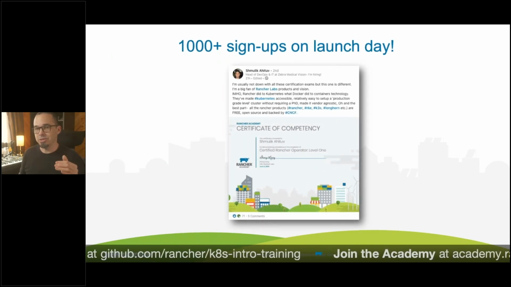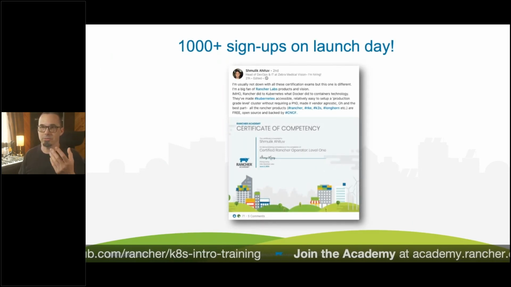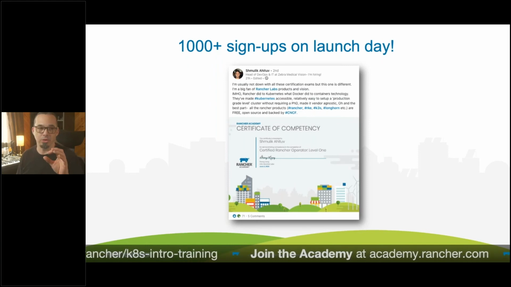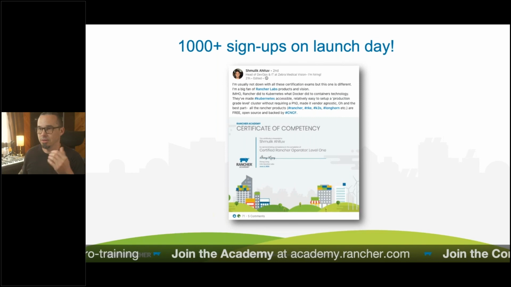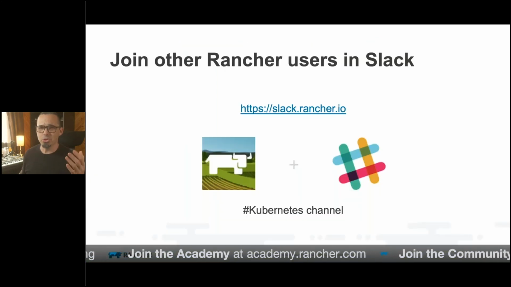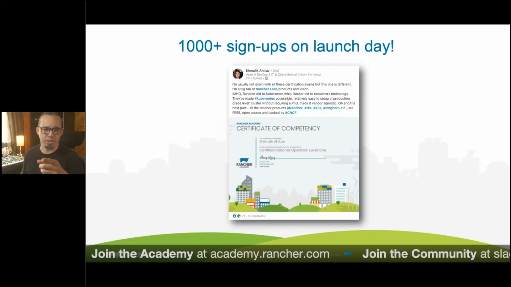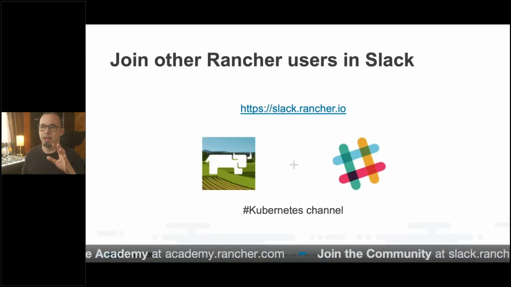When it launched, there were 1,000 signups on the first day. It's been around since May 15th. We have nearly 10,000 people registered, and we've issued over 1,200 certificates. It's a good thing. It's also totally free. It's at academy.rancher.com, scrolling across the bottom of the screen there.